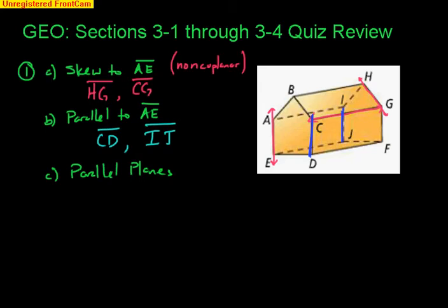And finally, let's look at some parallel planes. Okay, if I look at this picture, let's go with the front one and the back one. They're parallel planes. So we name planes with three letters, I'm sorry, three letters. So plane ABC is the front one, is parallel to plane, and I'll just go in the same direction, IHG. So plane ABC is parallel to plane IHG. So there's skew, parallel, and parallel plane.